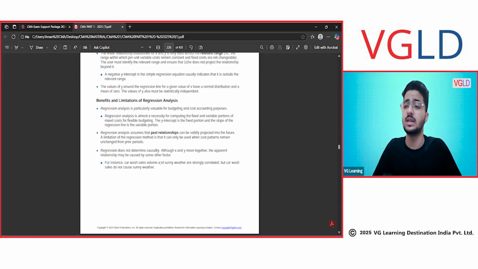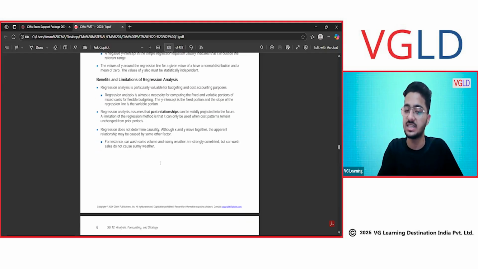It doesn't determine the causality. It finds out the regression analysis, the correlation analysis. Clear everyone? Got it? The regression analysis?